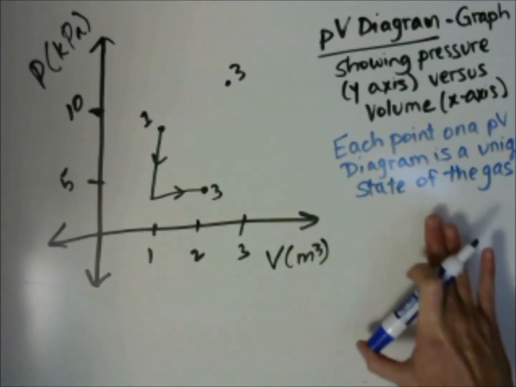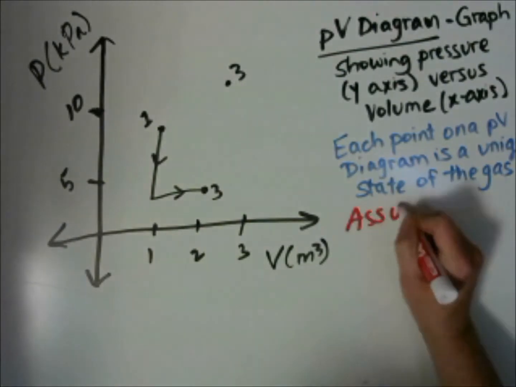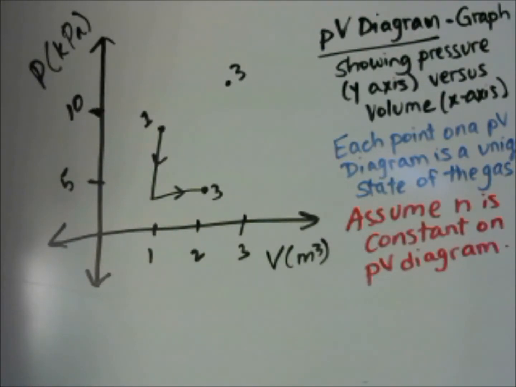Each point on a PV diagram is a unique state of the gas. We assume the number of moles, N, is constant on a PV diagram, so any problem that uses a PV diagram is going to be in a sealed container.